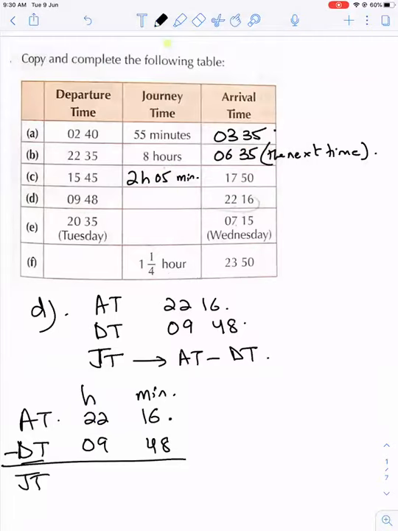You will have to take 1 hour from here, so you'll be left with 21 hours here. 1 hour, when it goes to the minute column, becomes 60 minutes. So 60 plus 16, overall 76 minutes. 76 minus 48 gives you 28 minutes. 21 minus 9 hours, you'll be left with 12 hours. So the journey time is 12 hours and 28 minutes. Then we move on to the next question.